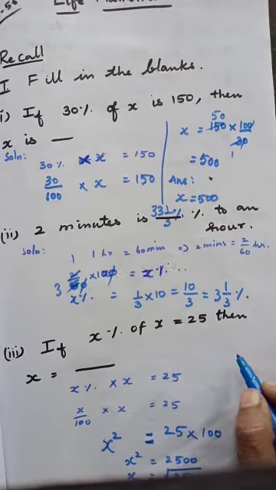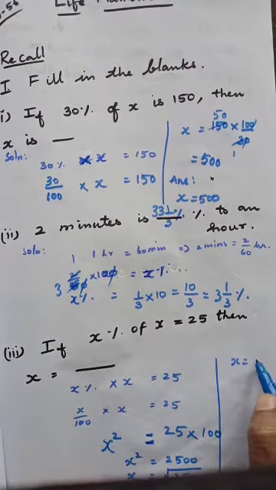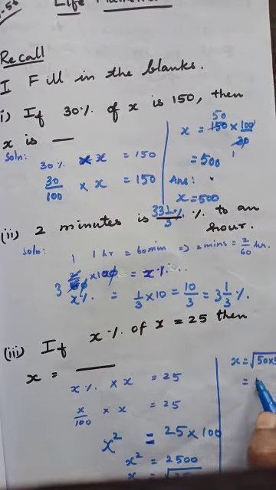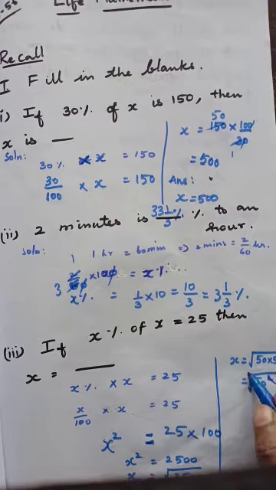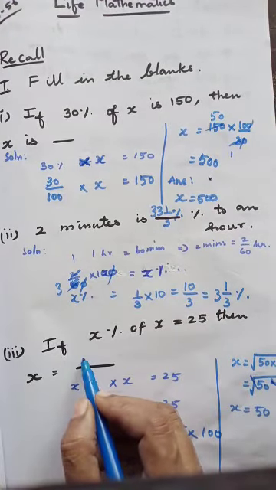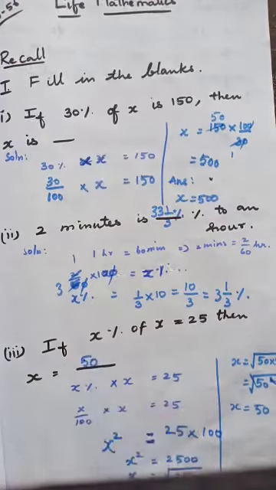Okay. Now x is equal to, we can write this as 50 into 50 within root. So 50 square root, isn't it? Now we can cancel root and square. So x is equal to 50. So if x percent of x is equal to 25, then x is equal to 50.